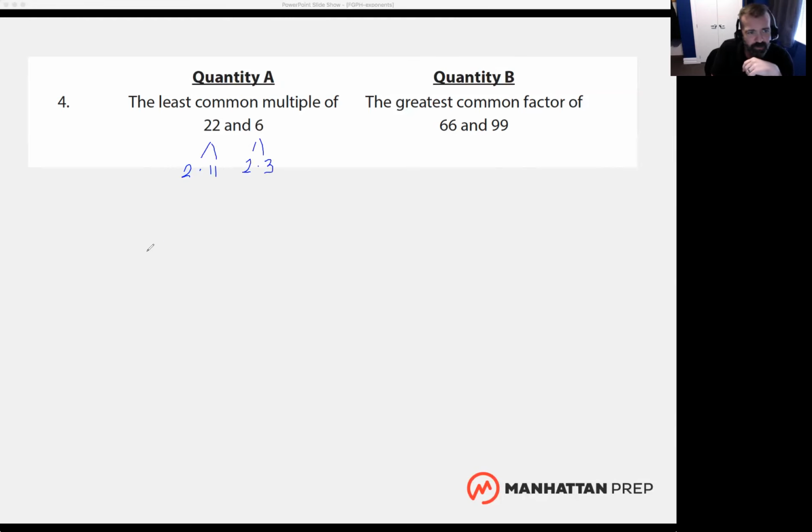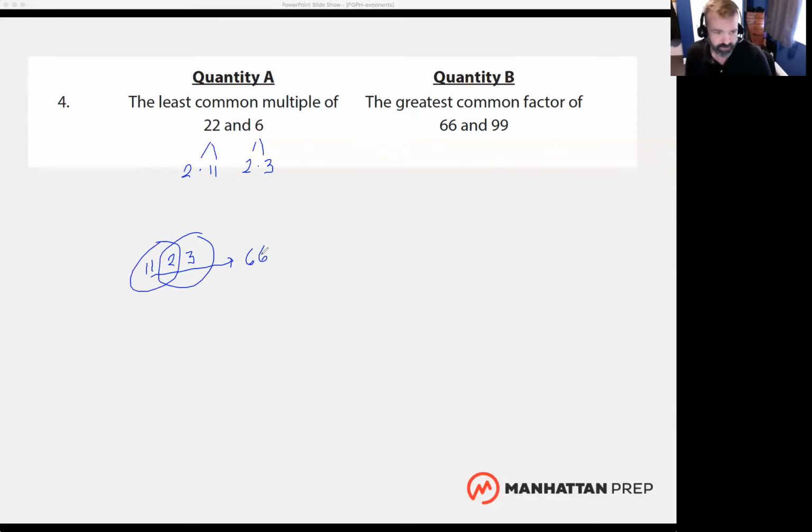All right. So LCM, GCF, let's use that tool I just had. What do these two have in common? 2, so we'll rock that in the middle. 22 needs an 11. 6 needs a 3. Multiply those together. What do I get? 66. All right, so the least common multiple of 22 and 6 is 66.